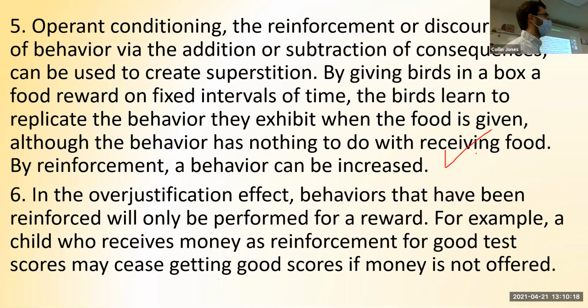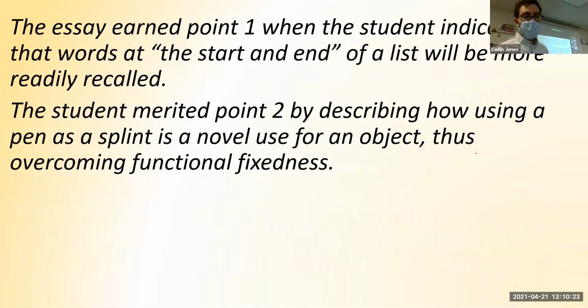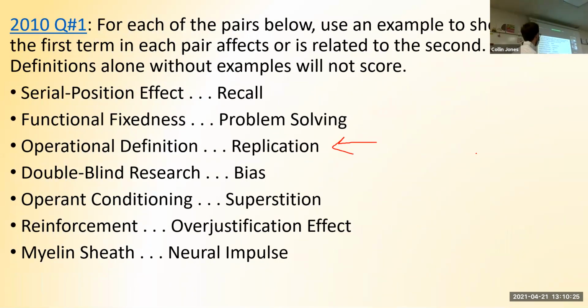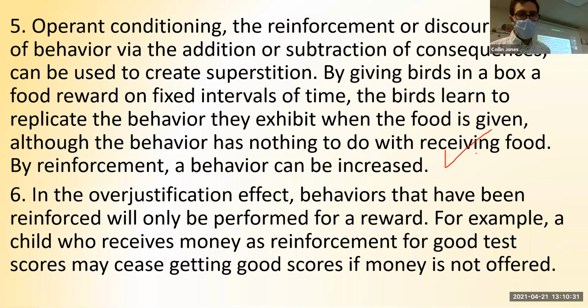They did not get point 6. They're supposed to be connecting the over-justification effect with reinforcement. It's about how rewards impact motivation. So why do you think they didn't get point 6? What are they missing here?